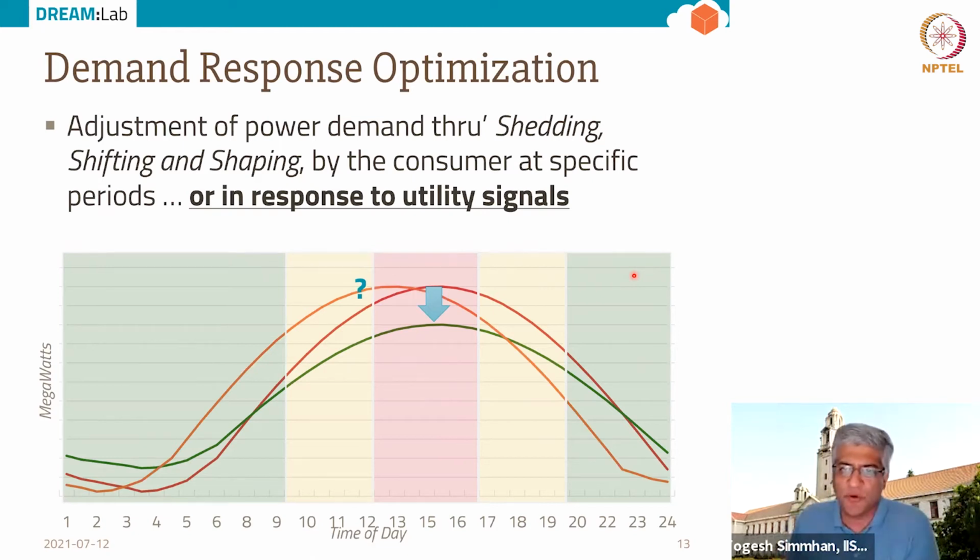So do you want to shift or do you want to shed, right? This is an example of shifting. The orange line is you're shifting the load slightly differently. Shedding means you're actually reducing the load of the peak, right?